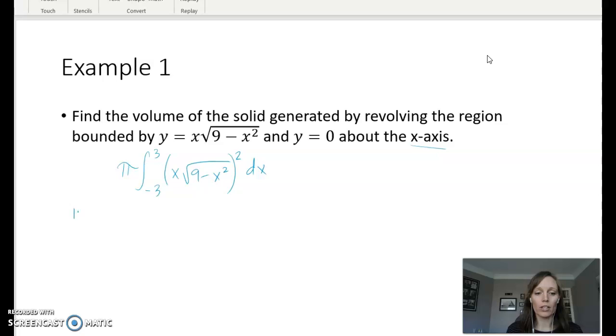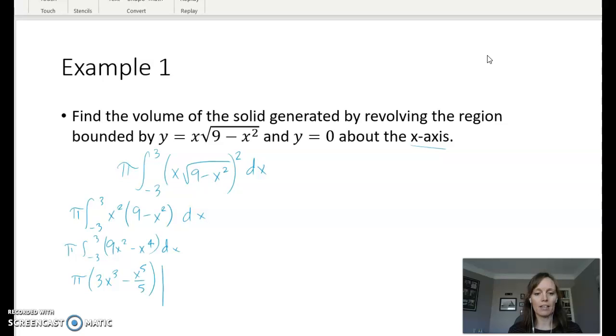Now let's work quickly through some math here. So I have this being squared, which gives me x squared times 9 minus x squared. I distribute that x squared and get 9x squared minus x to the 4th dx. And then I need to anti-derive that. So I get pi times 3x to the 3rd minus x to the 5th over 5, evaluated at -3 and 3.